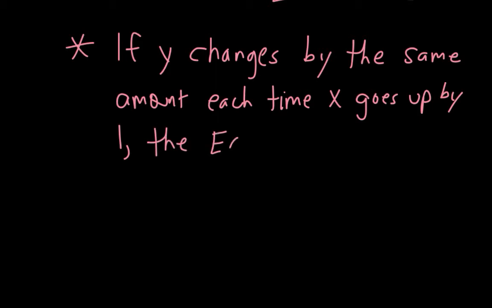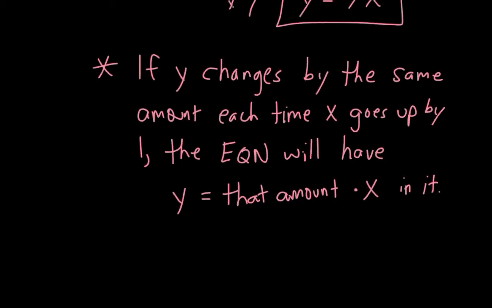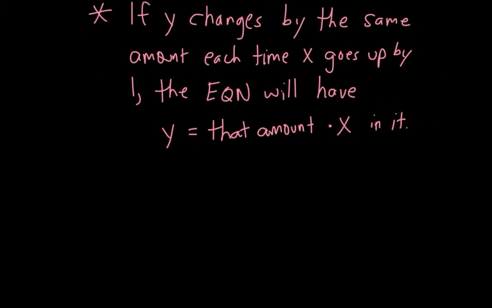The equation will have, and this will probably make more sense when we do some examples, y equals that amount times x in it. So if y changes by the same amount each time x goes up by 1, the equation will have that amount times x in it. And that's probably not insanely clear yet, but if we do a couple examples, I think that'll help clear things up. So I want to do 2 or 3 examples.